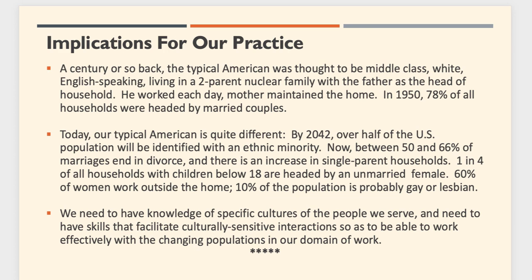In 1950, 78% of all households were headed by married couples. But today, the typical American is very different. By 2042, over half of the United States population will be identified with an ethnic minority. And as of this time, somewhere between half to 2/3 of all marriages end in divorce. And there's an increase in single-parent households. 1/4 of all households with children below 18 are headed by an unmarried female. And over half the women work outside the home now. That's also very different from 50 or 60 years ago. And 10% of the population, perhaps more, is probably gay or lesbian or transgendered.